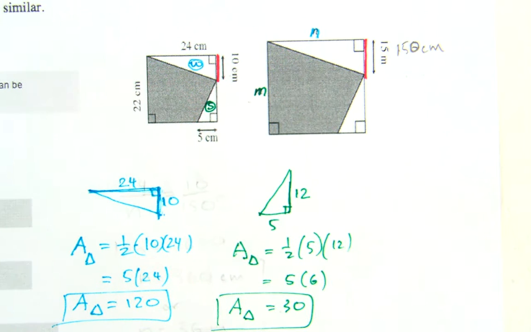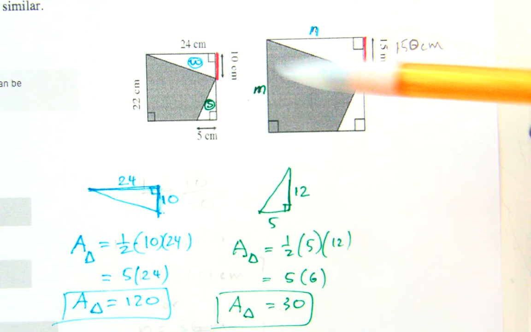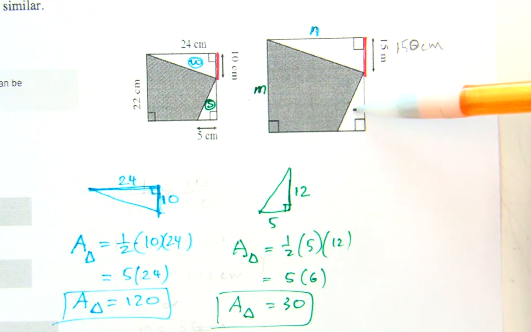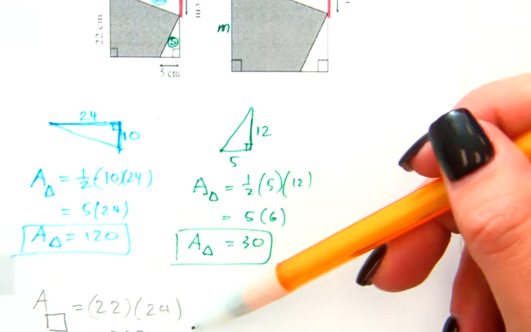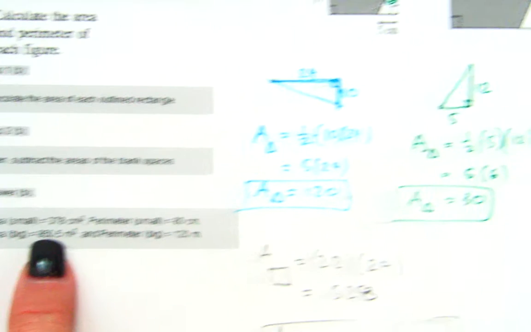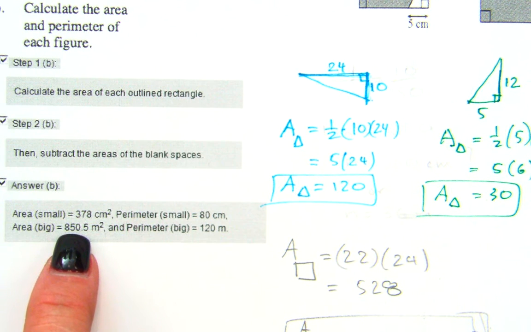Now, I hate to be the bearer of bad news, but you're going to have to do the same thing for the area of the large one. So you found N, you found M, find the area of the entire rectangle, find the area of this triangle, find the area of the top triangle, subtract them from the total area, and you should get, I'm hoping that you actually do this and take the time to do it, 850.5 meters squared. That's the answer portion.